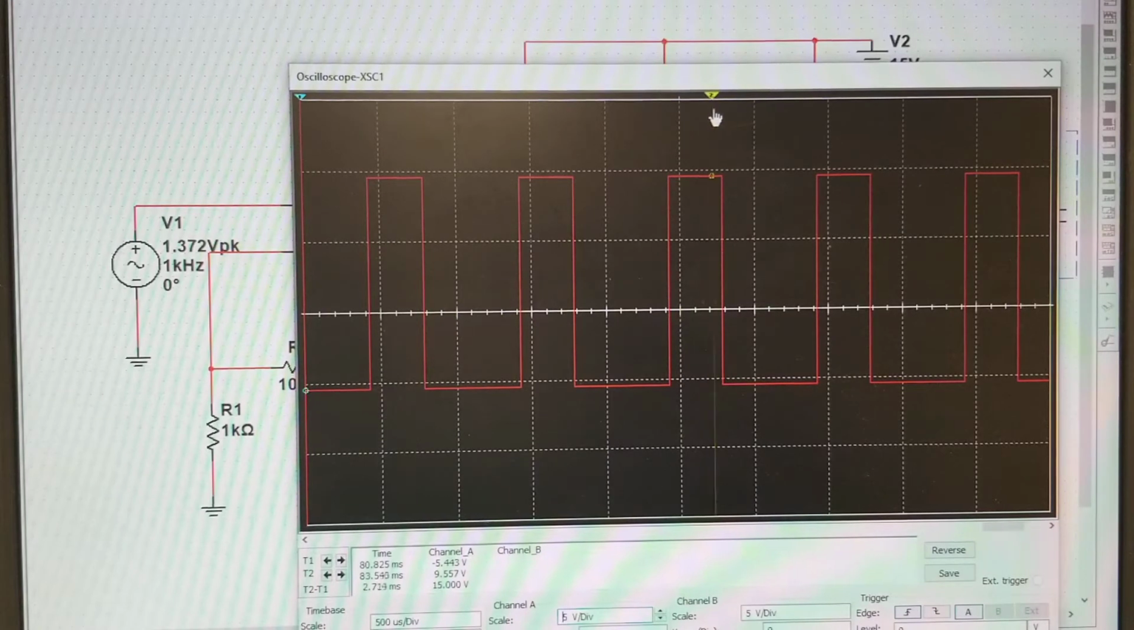So that's from the top of the pulse to the top of that same pulse. And this measures in at 354 microseconds. So that's pretty close to what we calculated it would be.